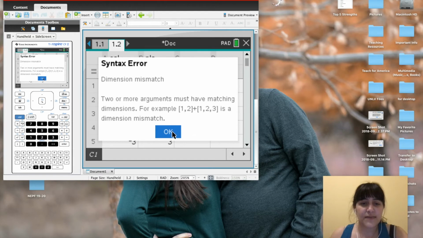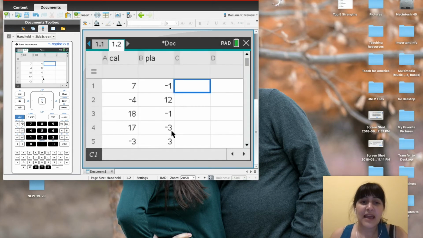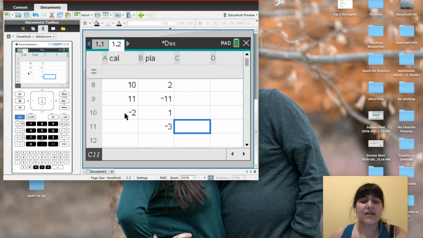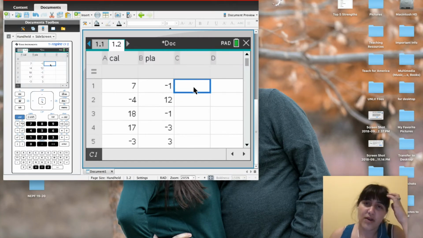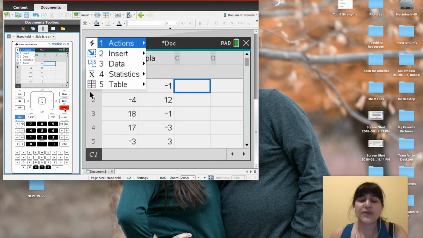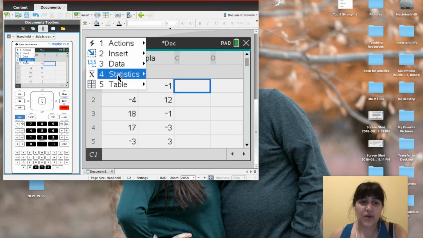Oh dear. Whoops. I forgot that you cannot run 2 variable statistics when the sample sizes are different. That's my bad. So this is very annoying, but we're going to have to run 1 variable statistics twice. Sorry about that, y'all. I completely forgot about that. That's what that mismatch error was, the dimension mismatch error. The calculator doesn't like that. So sorry, we're going to do 1 variable statistics instead.